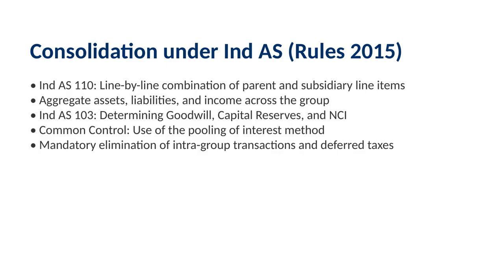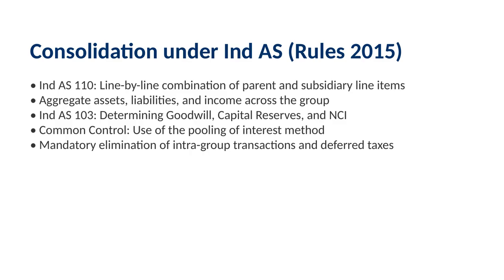Now, let's shift our focus to the Companies (Indian Accounting Standards) Rules 2015. This is where IND AS comes into play, and the approach is very precise. Under IND AS 110, the parent and subsidiaries are combined on a line-by-line basis. This means you add together like items: assets with assets, liabilities with liabilities, and income with income.